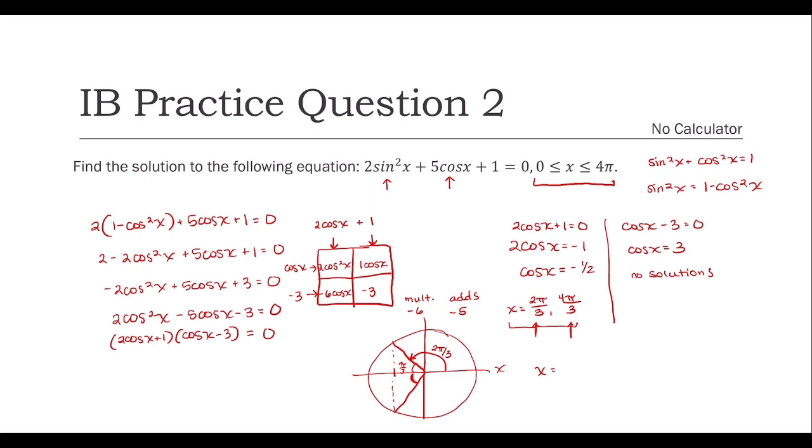So x could equal 2 pi over 3, 4 pi over 3, and then 2 pi over 3 plus 2 pi, which would be 8 pi over 3, and then 4 pi over 3 plus 2 pi, which would be 10 pi over 3. So these are your solutions to that problem.